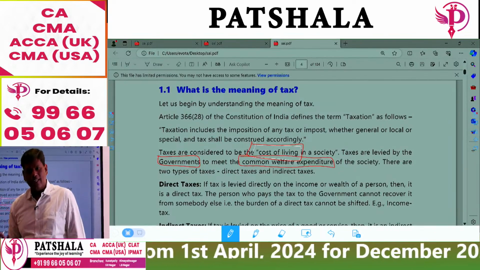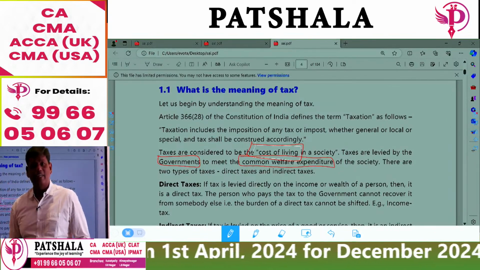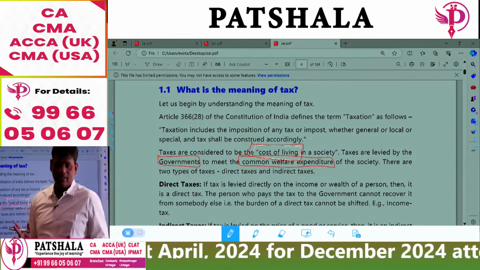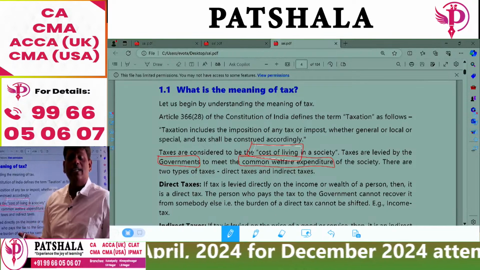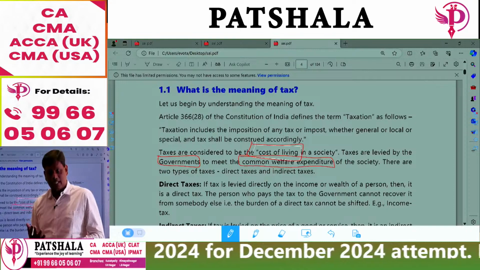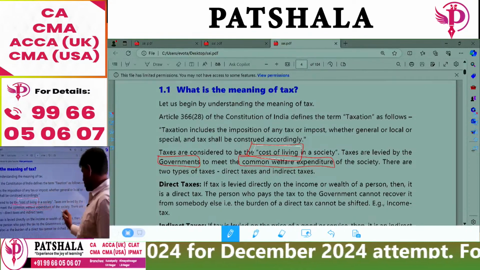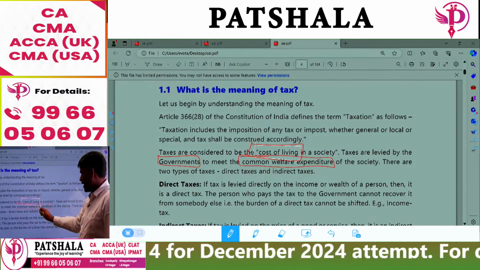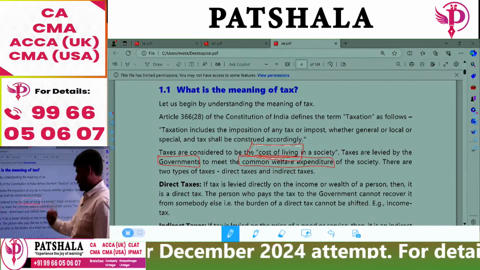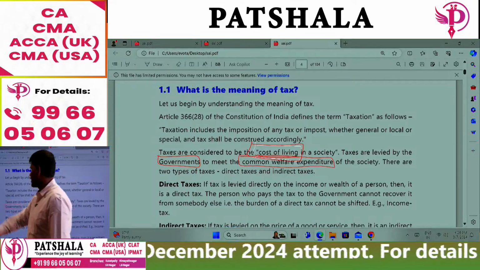health, security, etc., defense, military, maintenance. A lot of expenditure will be there for the government which they have to maintain. So from where is the government going to get the revenue? The government is going to get the revenue in the form of taxes. Okay, so thus taxes is what we have to pay to the society as cost of living in the society. Okay, these taxes are broadly categorized as two types.